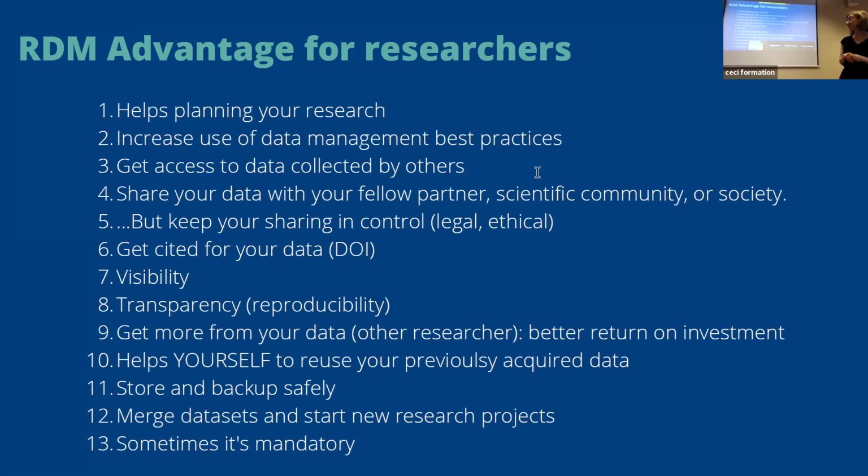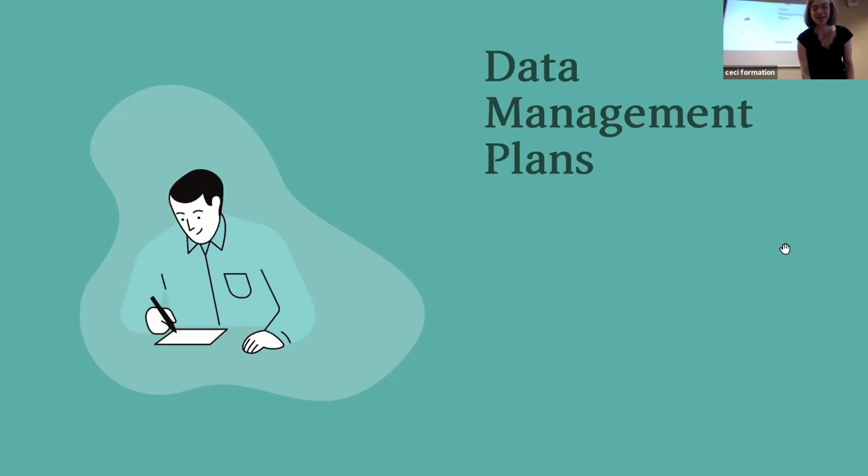And last but not least, sometimes it's mandatory. So you have to know that the European Commission, BELSPO, and the ERC, but also FNRS is starting to do it. They all ask you to complete a data management plan. And as far as the European Commission is concerned, for example, to put your data in a data repository. So it's getting more and more mandatory. So maybe in 5 years, we are all going to put our data in open access. So let's go on to data management plans.